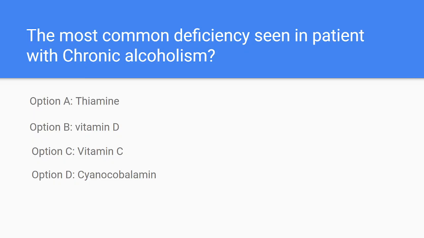So here, in chronic alcoholic patients, the intrinsic factor will be affected. Due to that, the intrinsic factor can't be able to convert into thiamine. So there will be the deficiency seen in chronic alcoholic patients. So here the option is option A, thiamine. Correct answer is thiamine. In chronic alcoholic patients, thiamine deficiency will be seen.